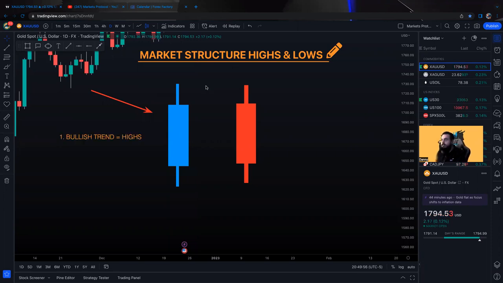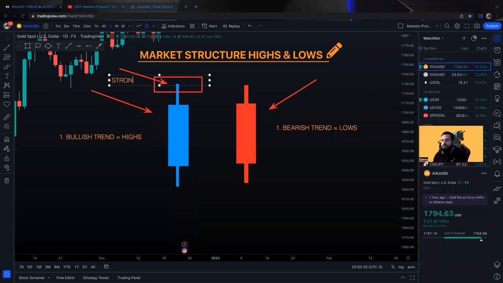Number two, bearish candle. However, a bearish candle is known for what? Bearish trend, of course, where the lows are important here. So what you have to remember in terms of market structure is whenever you see a bullish candle printing in any trend, either an uptrend or downtrend, the highs of the bullish candle will be stronger. Let's mark it up as stronger highs here.